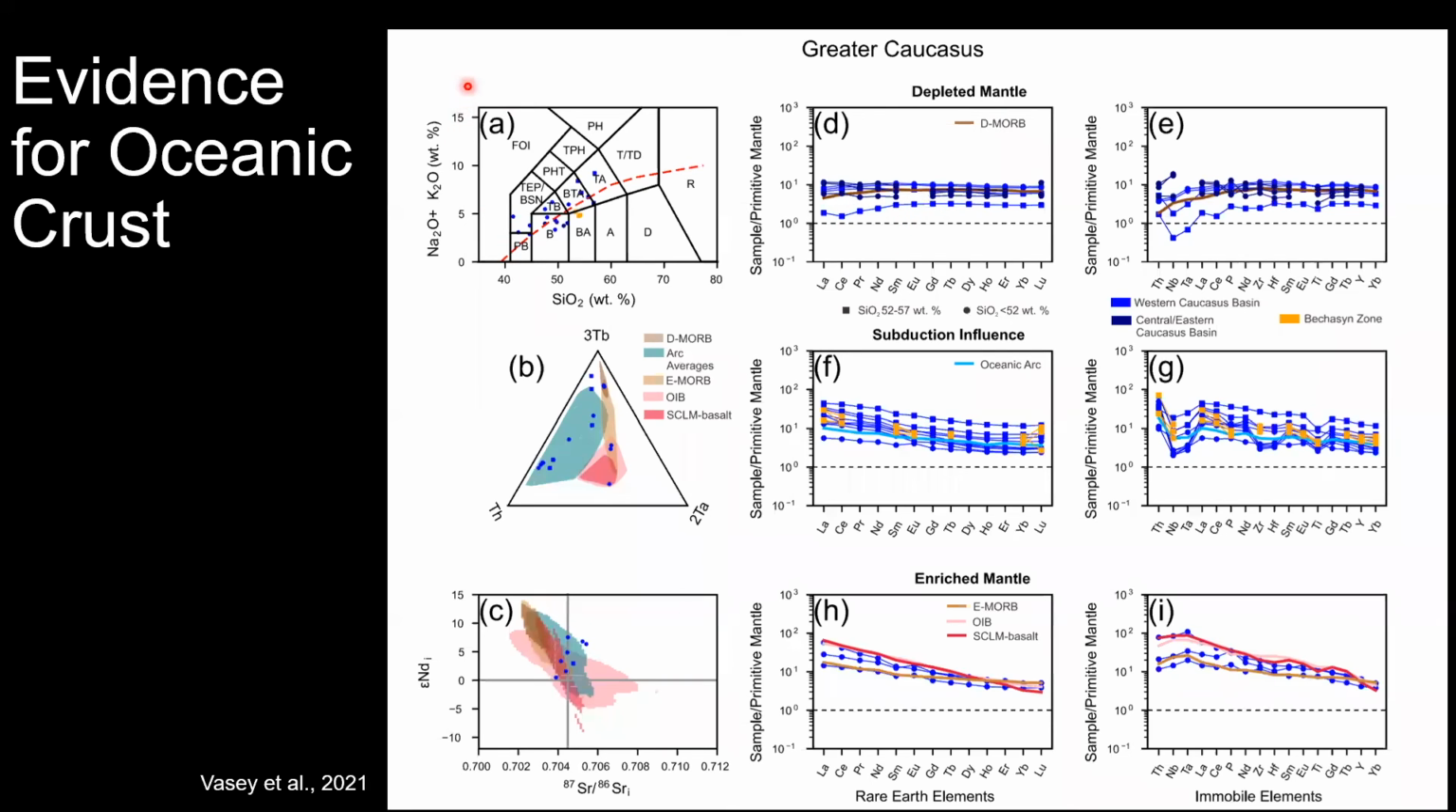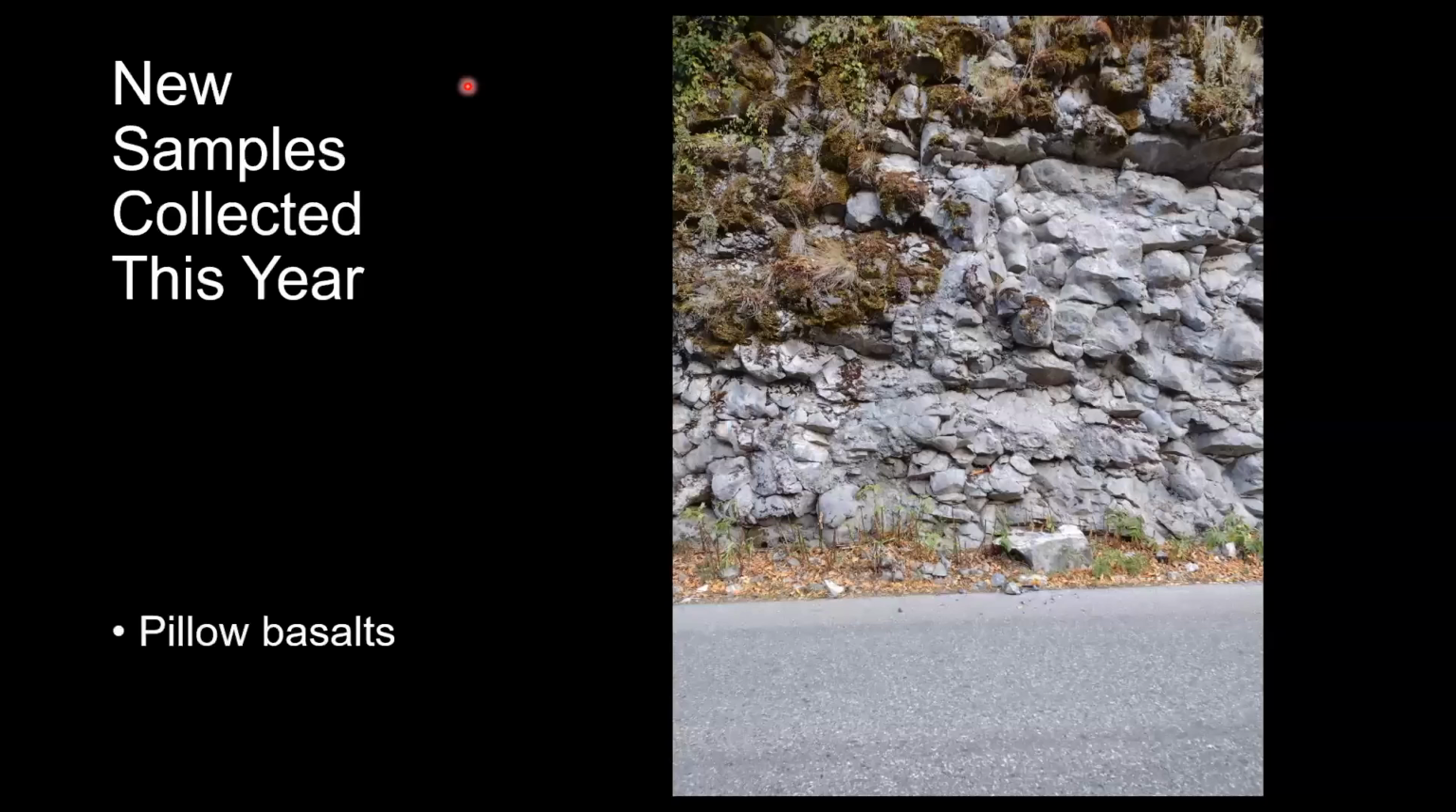But this is ongoing work, and this is all data that others have collected that we've just reanalyzed. So a major thing we were doing this summer is going back and really collecting a lot more samples of igneous rocks from the Caucasus, including in some cases these pillow basalts that again have this kind of rounded shape.